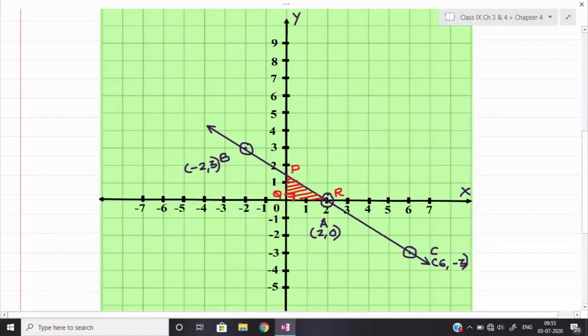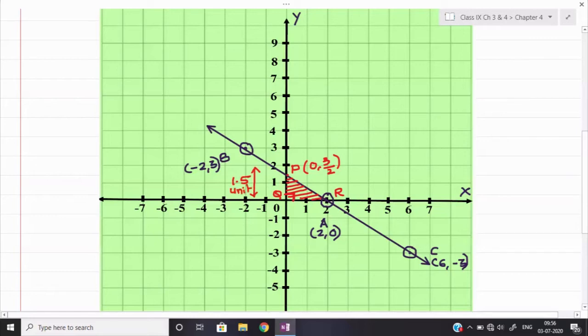So the coordinate of point P can be, observe, it is coming onto the y-axis, meaning the x coordinate will be 0, and since it is passing through the middle of 1 and 2, the y coordinate will be 3 by 2. So 0 comma 3 by 2, and 3 by 2 means 1.5. Similarly, you observe, this length from Q to P is 1.5, so we can say this length will be 1.5 units.